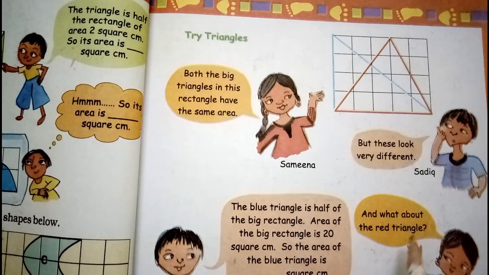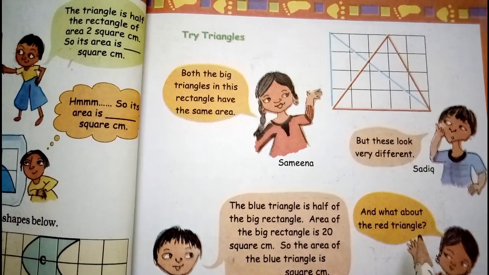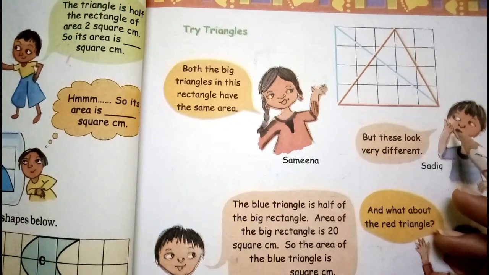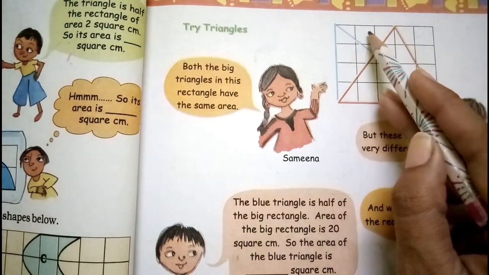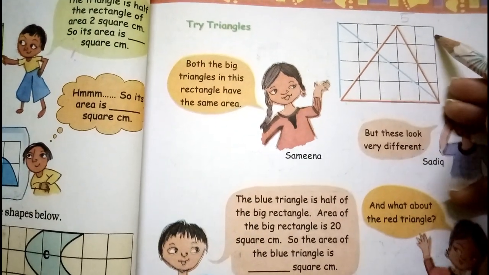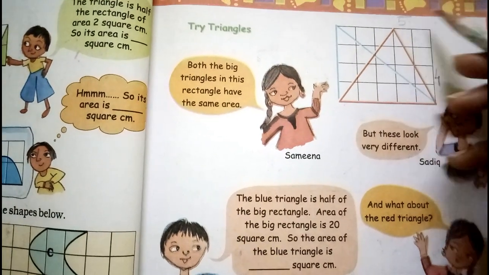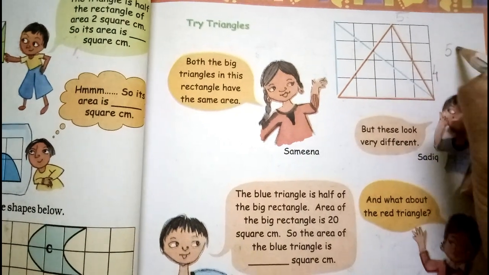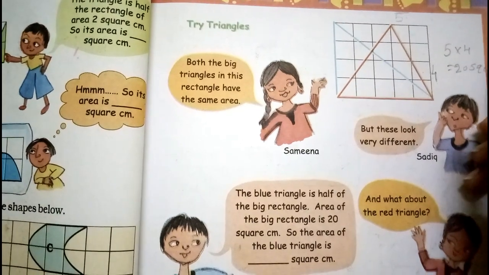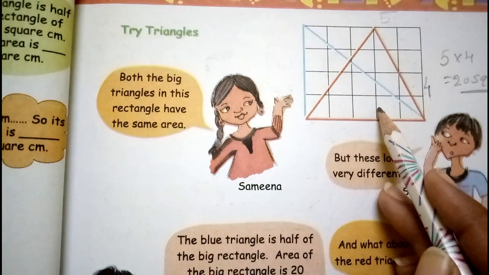Okay, the area of the big rectangle is 20 square centimeter. How is it 20 square centimeter? We already learned. Let's check again. To find the area of the rectangle we can see the length and breadth of this rectangle. 1, 2, 3, 4 and 5. 5 centimeter. And 1, 2, 3 and 4. Okay, 4 centimeter. 5 centimeter and 4 centimeter. So 5 multiplied by 4 is equal to 20 square centimeter. So yes, the area of this rectangle is 20 square centimeter.